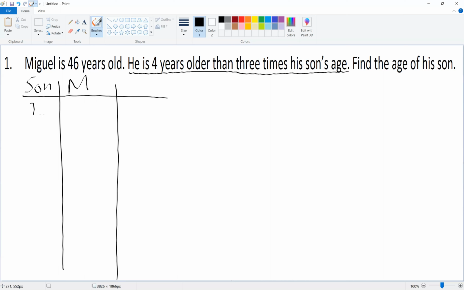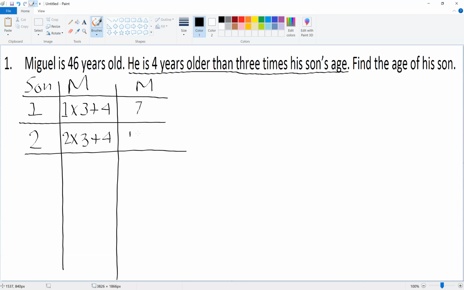So if his son is 1, this would be 1 times 3 plus 4, which is 7. If he is 2, that would be 2 times 3 plus 4, which is 10. If he is 3, 3 times 3 plus 4, which is 13. So you can see this is going up by 3.